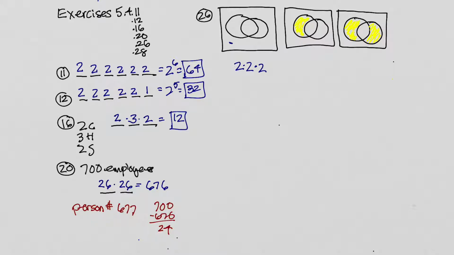And then finally, in this region right over here, we have 2 choices, shade or not shade. So we'll have 2 choices there. So altogether, we'll get 2 to the 4th, 16 possible shadings for that 2-circle Venn diagram.